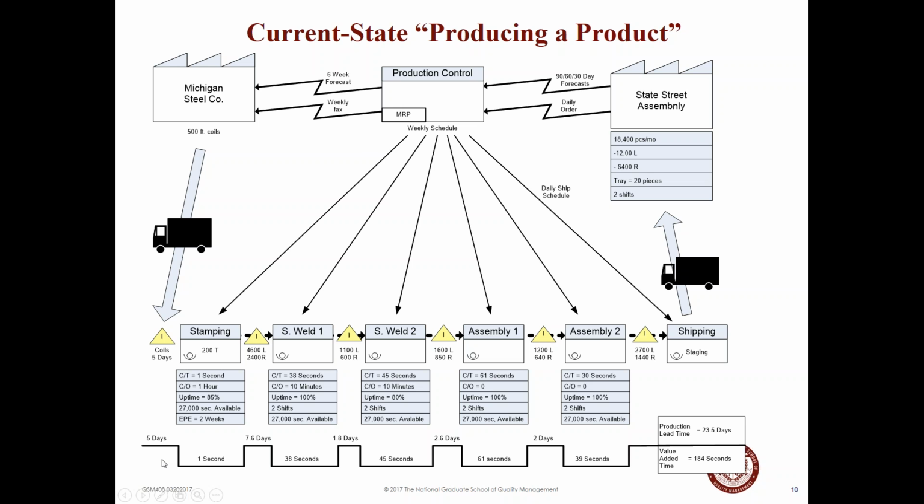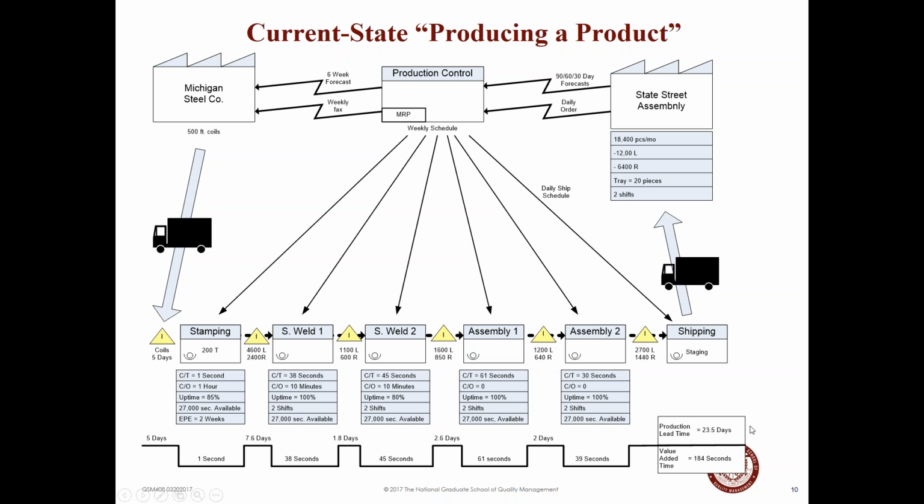So when you look across the bottom here, it takes 5 days from the time they get an order for them to start stamping the product. It only takes 1 second to stamp the amount of product it takes to fill that order. Then it sits for 6.5 days in their process. The next welding step takes 38 seconds. It sits for a day and a half waiting to get into shop 2, where it takes 45 seconds. It then sits for 2.5 to 2.6 days waiting to get into assembly 1, which takes 61 seconds. And then it takes 2 days waiting in the queue to get into assembly 2, which takes about 40 seconds. And then all of that runs through to the shipping department, who then ships it.